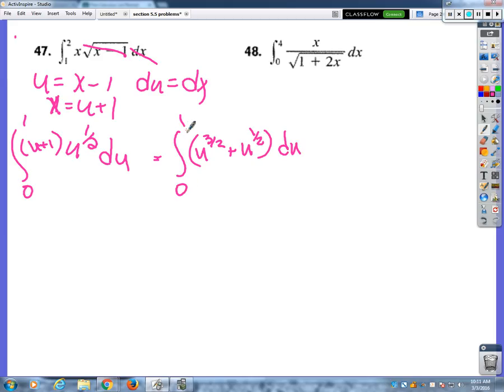We have not taken the antiderivative yet. So the antiderivative of u to the 3/2 is? How about 2/5 u to the 5 over 2? I didn't distribute first, and so. Well, why is that happening? We can wait and see in the end if that works out to be the same. Plus, the antiderivative of u to the 1/2 is?